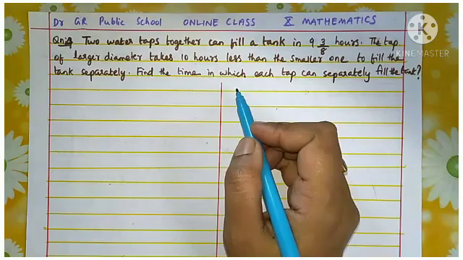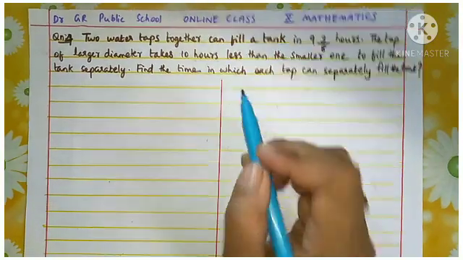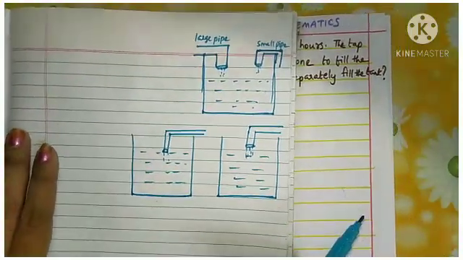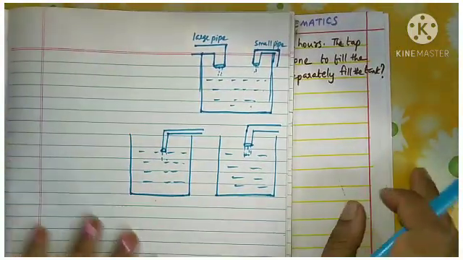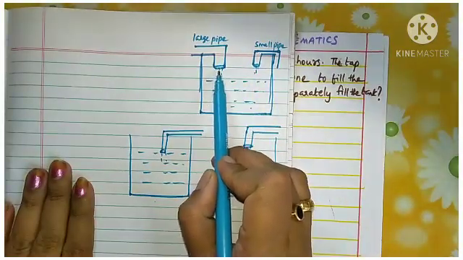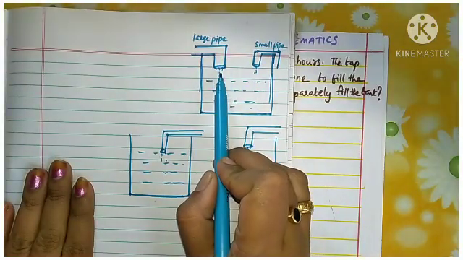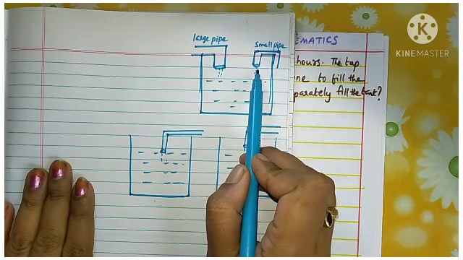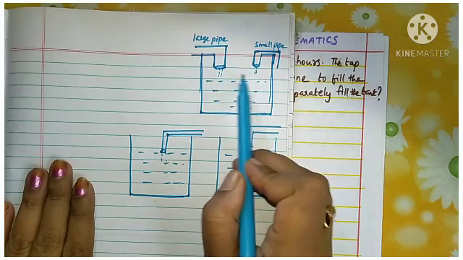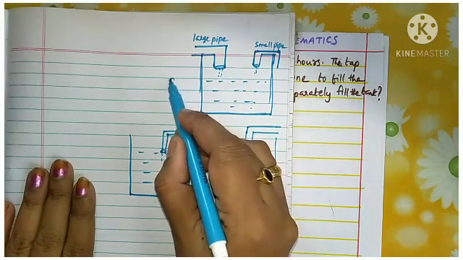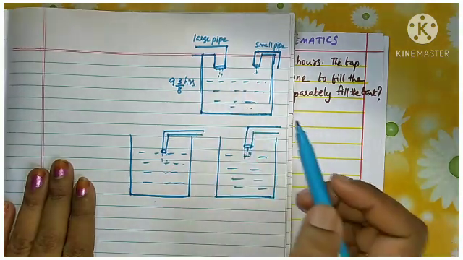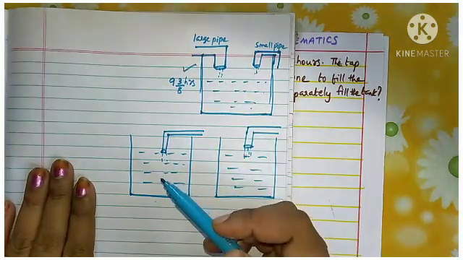Now if I make a diagram, we can see it like this. You see here, these are the two different situations told in the question. In the first situation, the two pipes, one a larger pipe and one a small pipe, are filling a tank together. When they are filling the tank together, they take 9 3/8 hours to fill it. So this is the first situation.